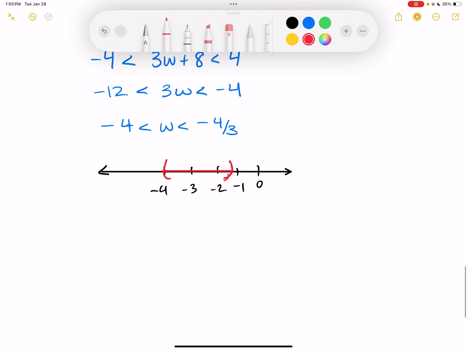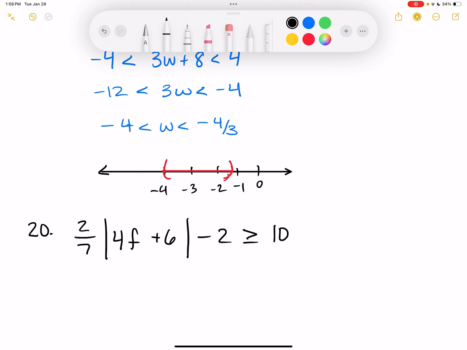All right, last one. I'm going to have you do it by yourself first, and then we'll go over it. 2 over 7 times the absolute value of 4f plus 6, and then outside the absolute value minus 2 is greater than or equal to 10. Take a couple minutes and do that one.